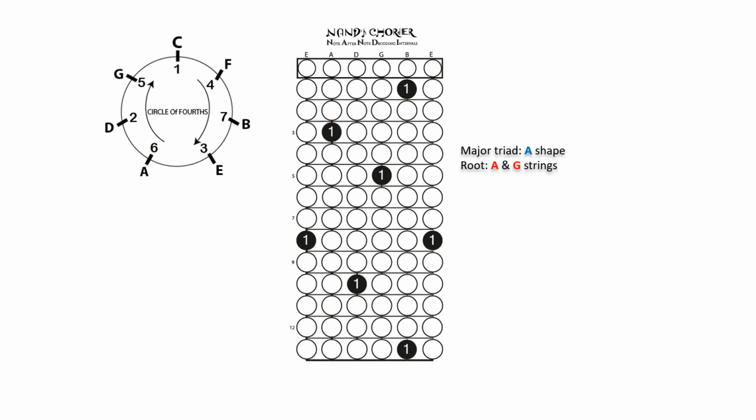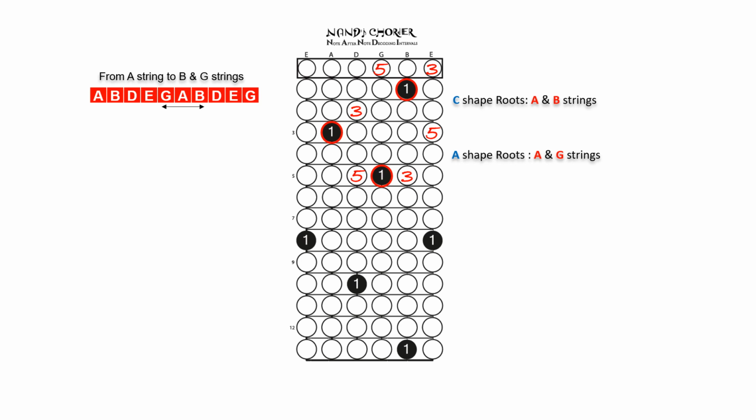The C major triad, also starting on the A string and moving to higher frets, has the root, followed by the 5th, instead of the 3rd. Here's the C major chord, in the C and A shapes, sharing the root on the A string.